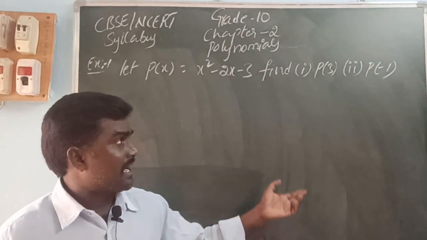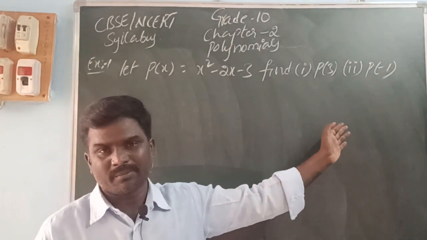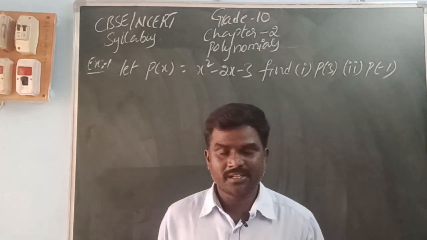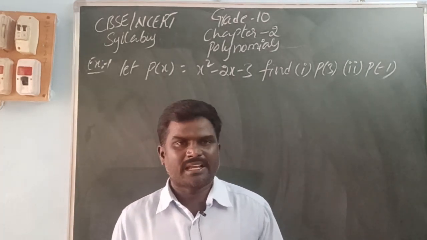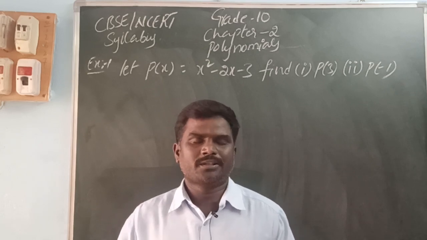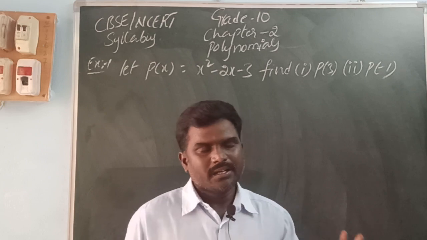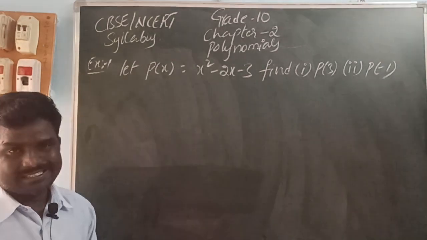In the last class, I explained the introduction to polynomial topics. What are the topics I explained in the last video? What is a polynomial, types of polynomials, zeros and coefficients. Next, the relation between zeros and coefficients. Okay, now let's go to an example.